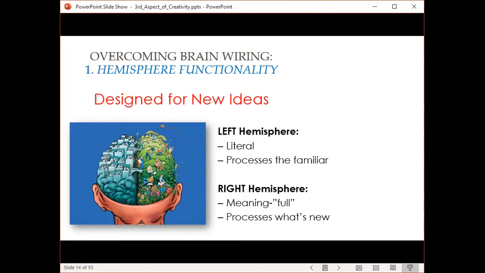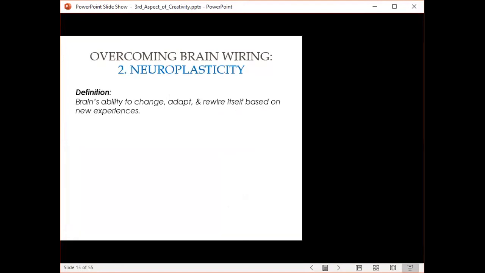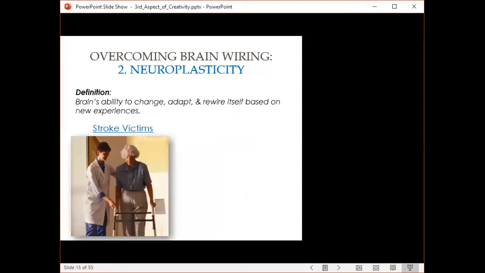We have part of us that's still here, unless you have some sort of surgery where you remove the right hemisphere. We have that part of us that's still here that helps us to explore new ideas, new perspectives, to destroy, at least temporarily, the ordinary world, right? The second thing that gives us hope for overcoming our brain wiring is neuroplasticity. And that's our brain's ability to change and adapt and rewire every time we experience something new.